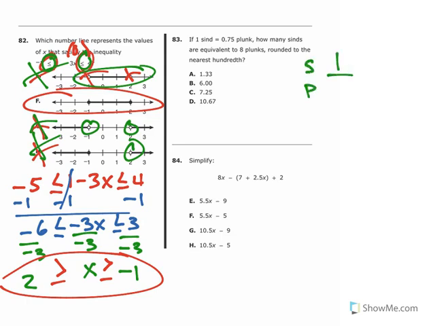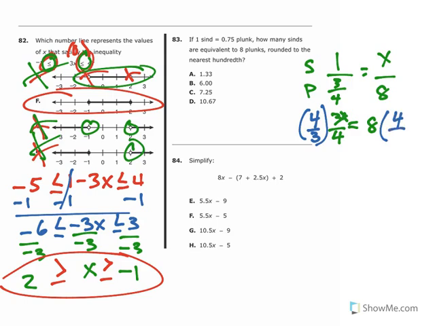So 1 sind is equal to, I like fractions better than decimals. All right, so really what I have here is 3/4 x is equal to 8. We know that we're going to multiply by the reciprocal, which is 4/3. I get x equals 32/3, which is 10 2/3.